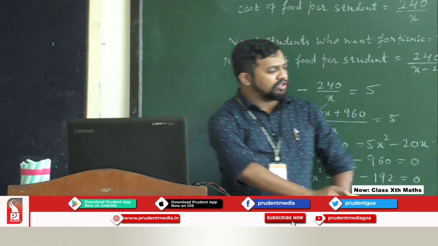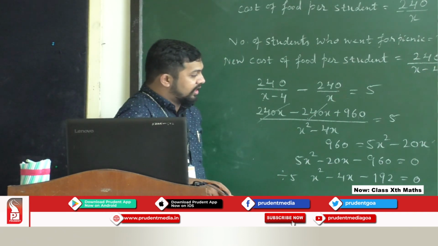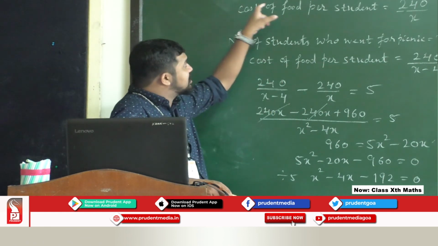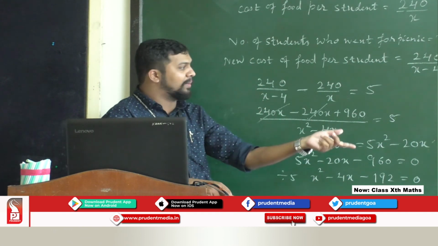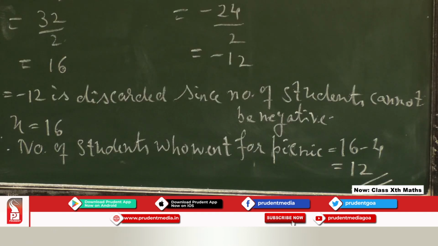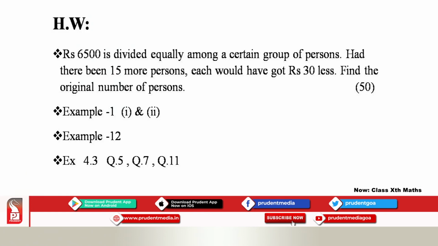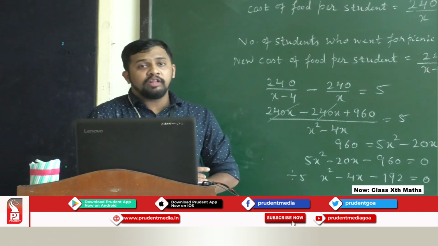Out of this, one has to be discarded since the number of students cannot be negative here, okay, therefore x is equal to 16. Now what is asked, you see in the question, they didn't ask how many students arranged the picnic, they asked how many students went for the picnic. That is nothing but 16 minus 4, 12. And it's the last one for homework for you. Okay, so these are the problems which come under this miscellaneous type. Okay, this for homework. So with this we end our topic of quadratic equation with all the different types of word problem.